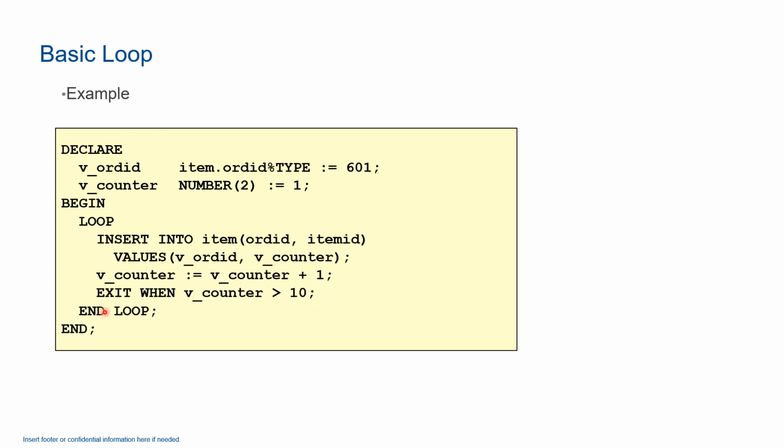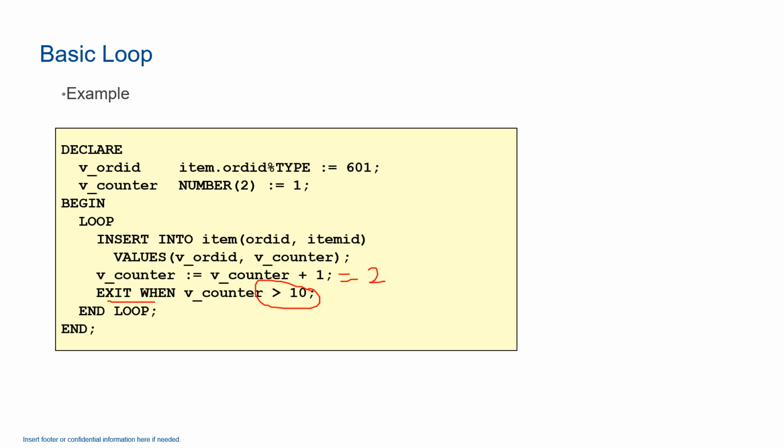Now this is an example where we are looping. So we have a v_counter of 1. Loop, insert into item. Okay, it is inserting. As I discussed, it is a DML statement which is inserting into item the values of v_counter. So now what is the counter? It is already 1, so 1 plus 1 would be 2 now, and exit when the counter is less than 10. So it will exit when the counter is less than 10.